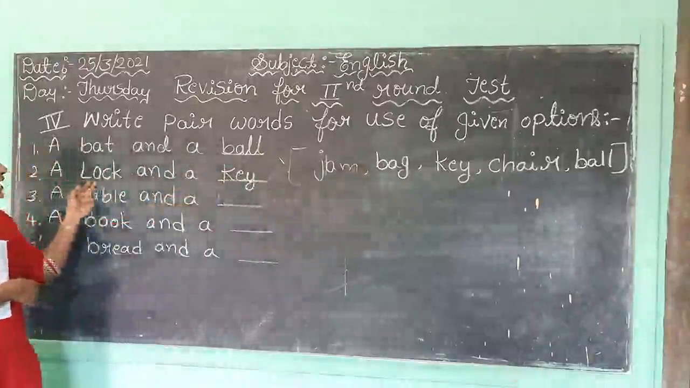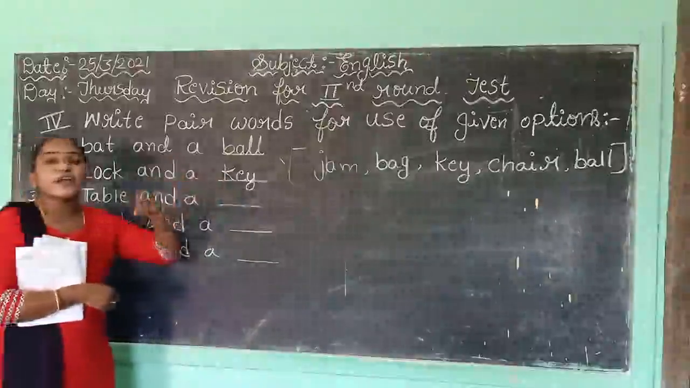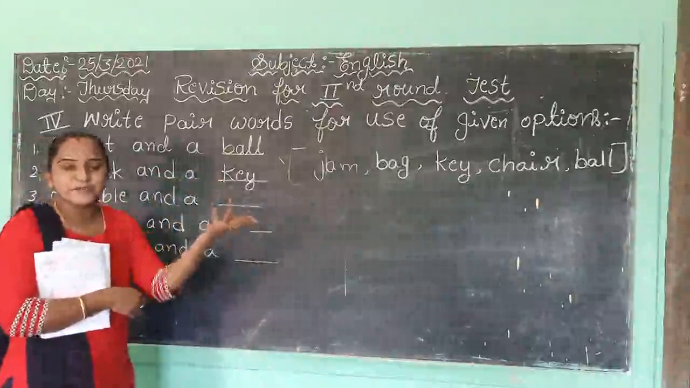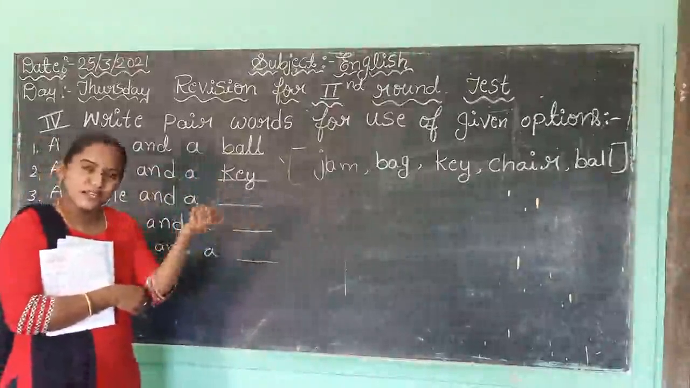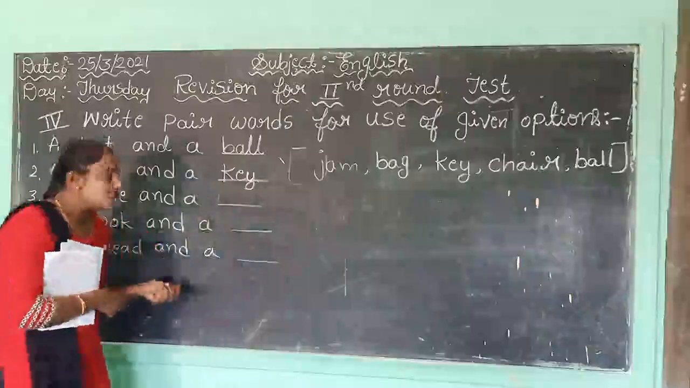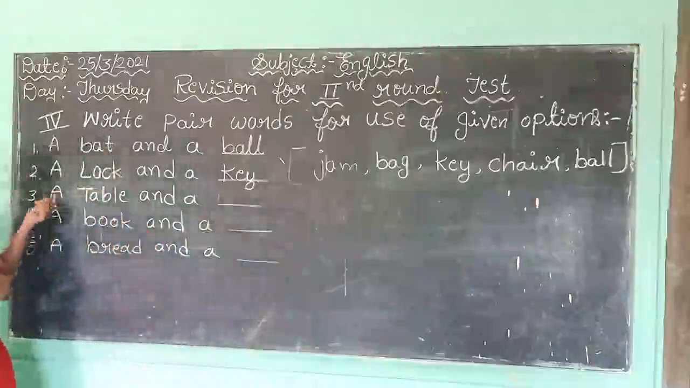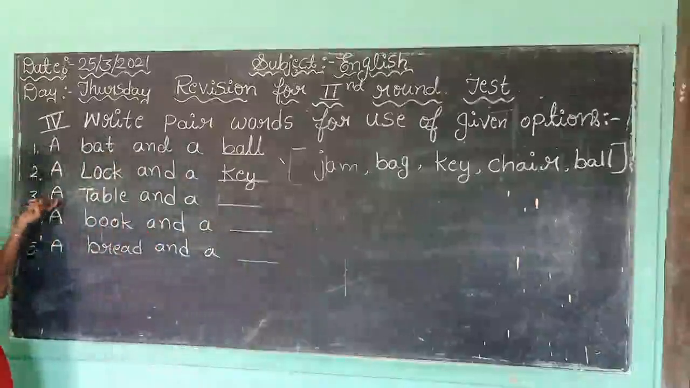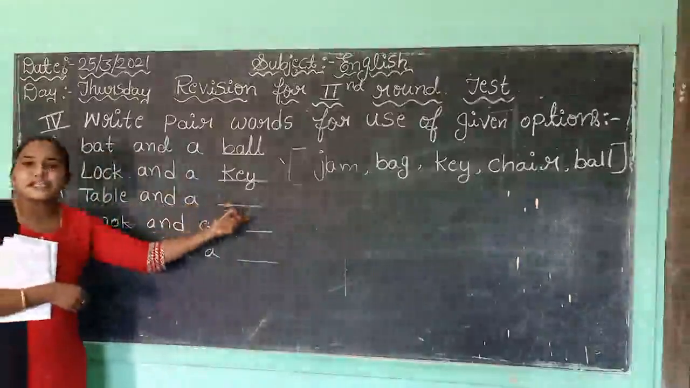Now we need, children, a lock and a key. We cannot open the lock without a key. Key is our command to open the lock. So write like this as well. Next, let's go to the third one. A table and a dash.